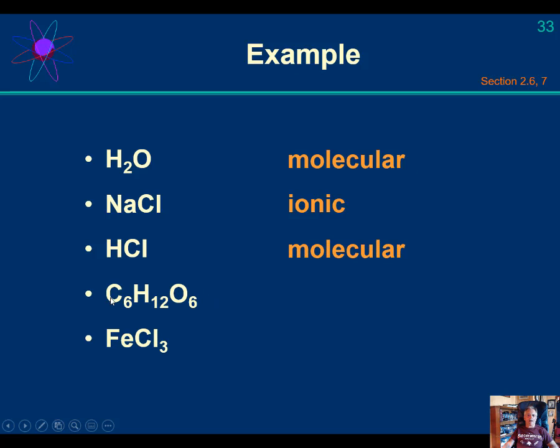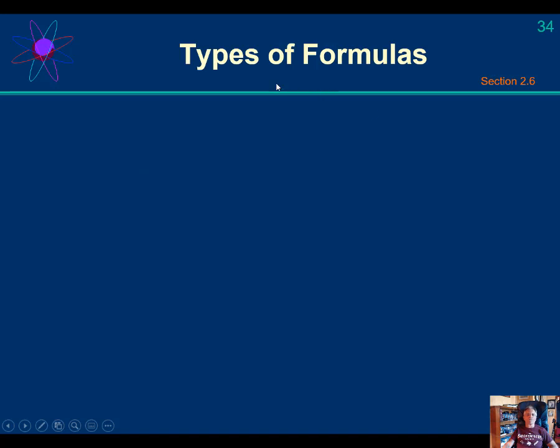This is a compound made of carbon, a nonmetal, hydrogen, a nonmetal, oxygen, a nonmetal, so this would be a molecular compound. This is iron, which is combined with a nonmetal, chlorine. You know that iron's a metal and a nonmetal form an ionic compound. We actually call this iron 3 chloride. And there we are. Types of chemical formulas.